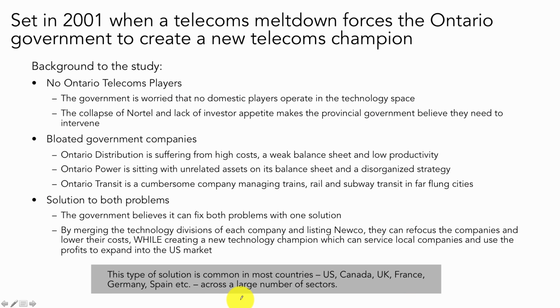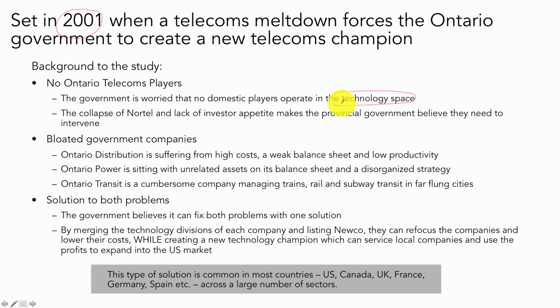Now let's talk to the background, right? We've set the study in 2001. It's 2001. A lot of things have gone wrong. You've got the telecoms meltdown, you've got 9/11. This was before BlackBerry. Nortel has collapsed. The Ontario government is really concerned because there are no major domestic players operating in the technology space.